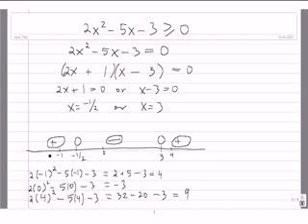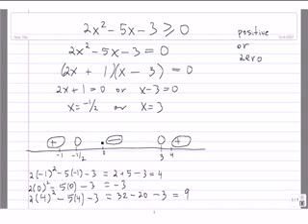So now we've classified everywhere where the function is positive, negative, and 0. So we're ready to answer the question about the inequality. We want to know where 2x squared minus 5x minus 3 is greater than or equal to 0. Greater than or equal to 0 means either positive or 0.